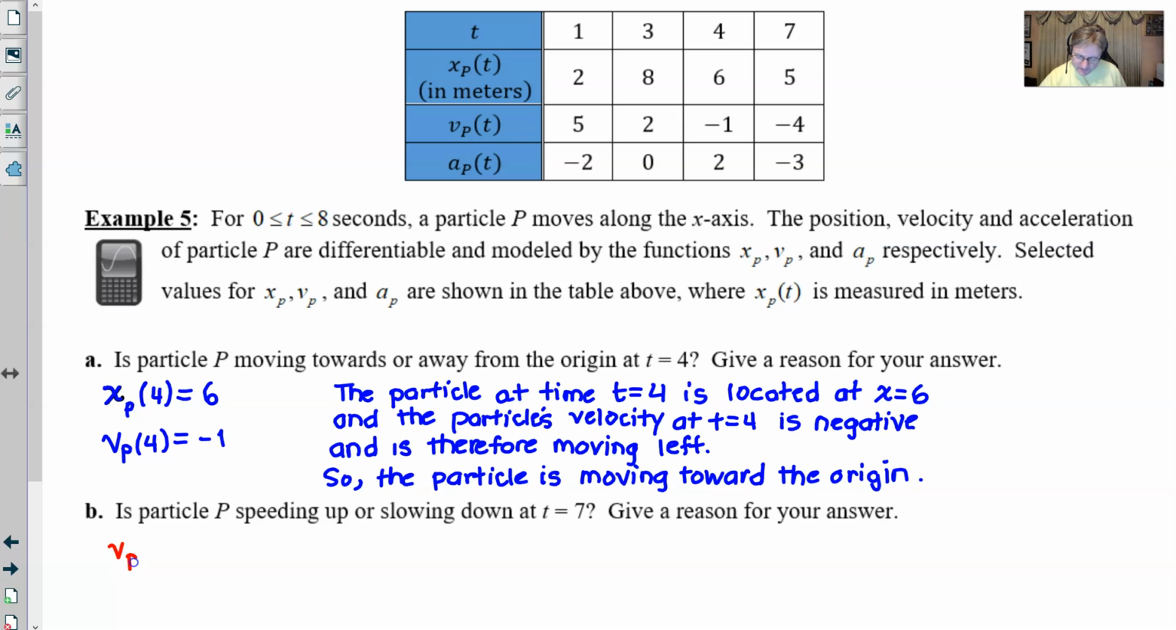So you're going to find the velocity of particle P at time 7. Reading that from the table, we get -4. And let's find the acceleration of particle P at time 7. Reading from the table, we get -3. Now just remember, if the two signs are the same, that means they're working in tandem. We are moving to the left and we're being pulled farther to the left because of this acceleration, and therefore that's going to cause us to speed up. So you want to say the particle is speeding up. So you've now answered the question.